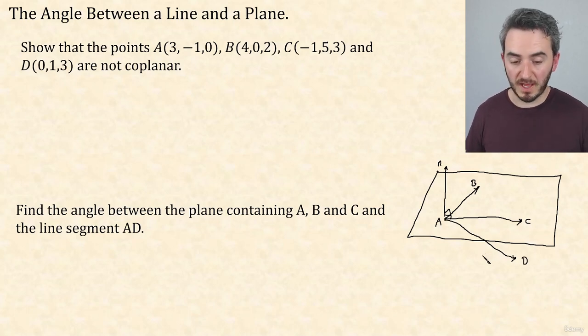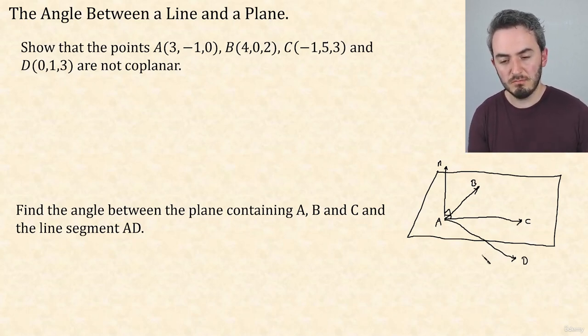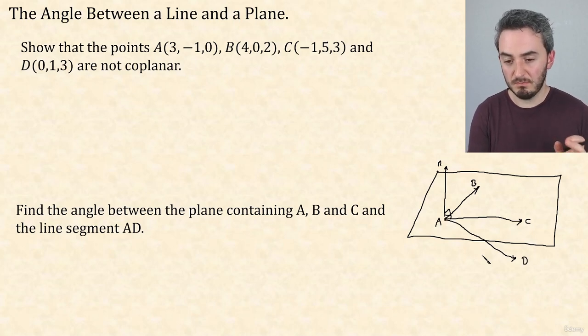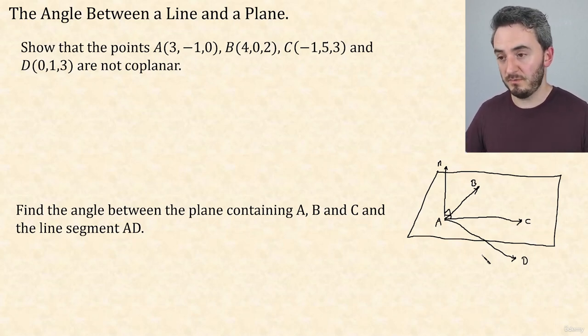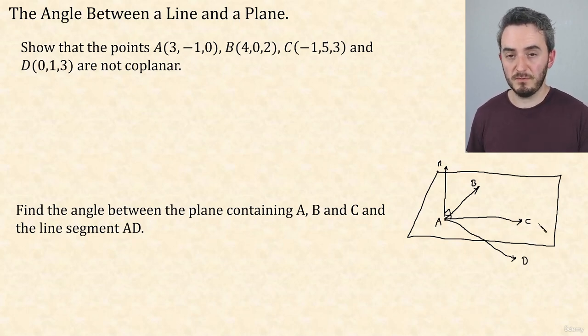And if we can show that, then D can't be on the plane. So how do we find the vector which is normal to AB and AC? Well, we could convert this into vector form, find a parametric or vector form of the plane and then do a conversion. I want to show you a nice alternative way of doing it.